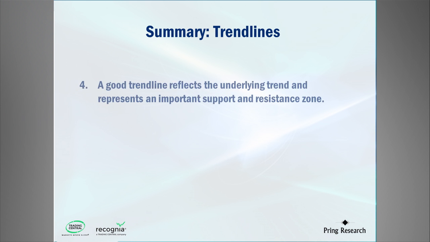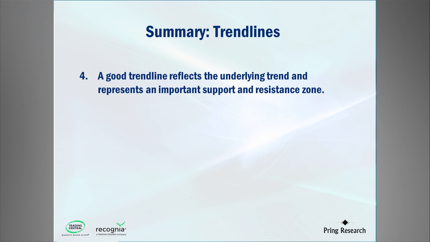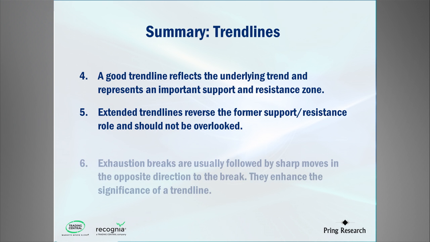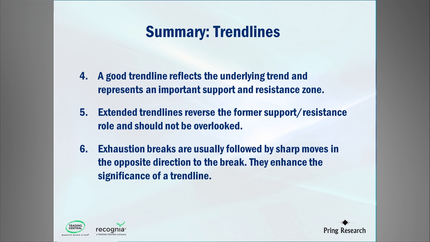4. A good trend line reflects the underlying trend and represents an important support and resistance zone. 5. Extended trend lines reverse the former support-resistance role and should not be overlooked. 6. Exhaustion breaks are usually followed by sharp moves in the opposite direction to the break. They enhance the significance of a trend line.